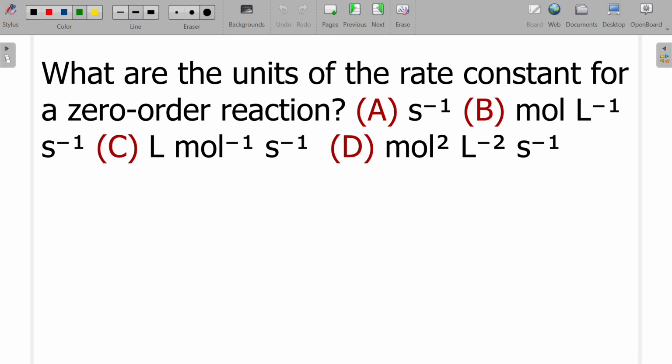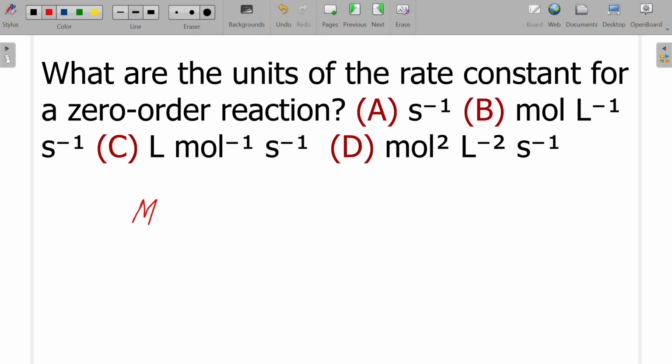What are the units of the rate constant for a zero-order reaction? So in this case, we are looking for the units of the rate constant for a zero-order reaction. So how do we find those units? To find the units, the formula you need is this.